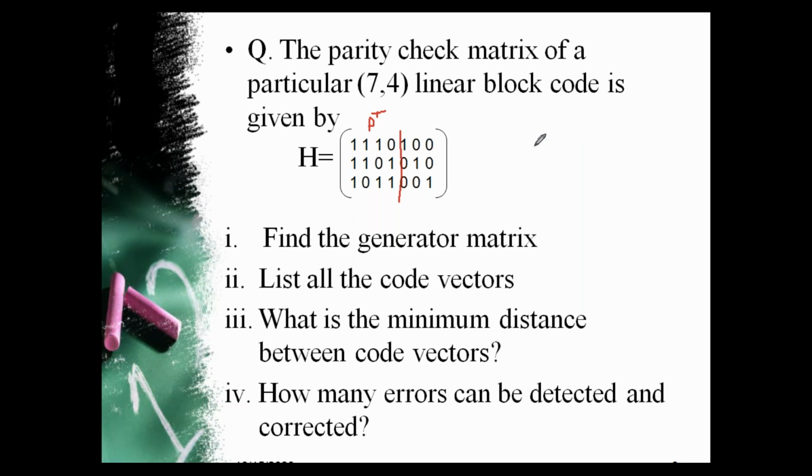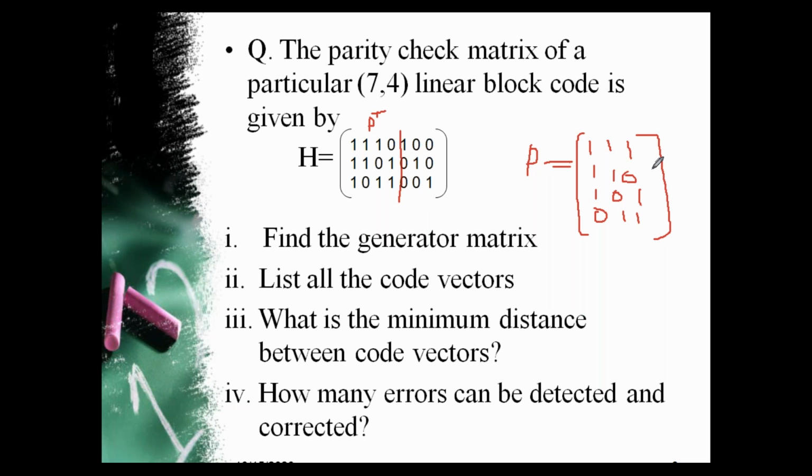Therefore we can write that P is equal to 1 1 1, then 1 1 0, then 1 0 1, 0 1 1. Here it is the P submatrix of that particular linear block code. A 3 by 4, sorry, 4 by 3 matrix. I think you have got that. The H matrix is given, therefore we are able to write the P submatrix.